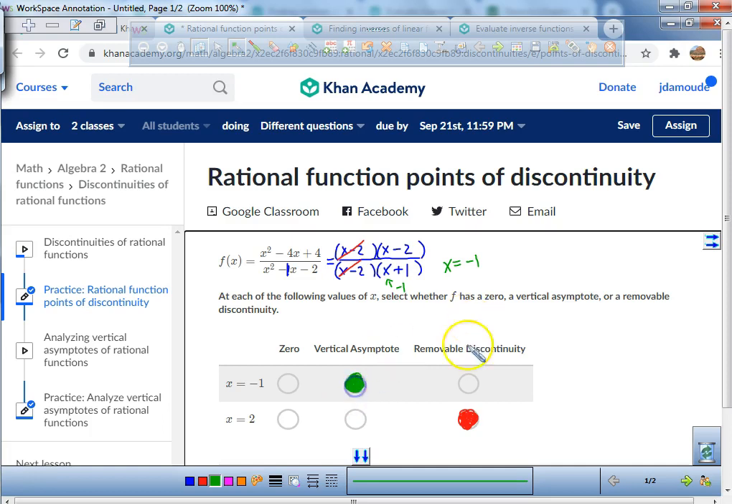And last but not least, what are zeros? Zeros are numbers you can plug into the numerator. You might say, well, you could plug in a 2 and make that equal to 0.